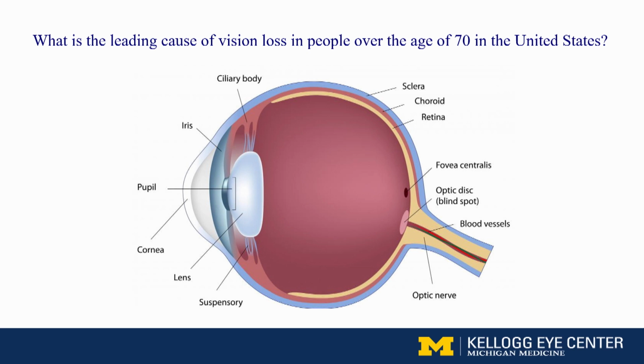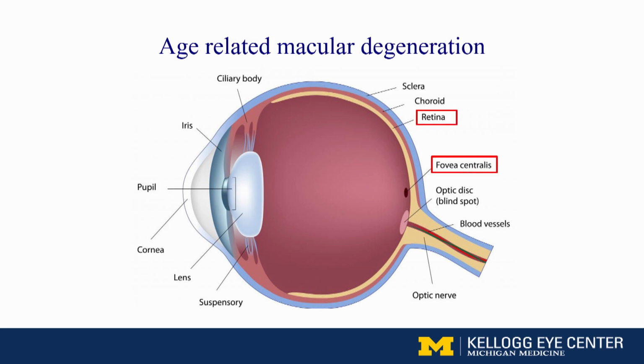So, okay. All right, here we go. What is the leading cause of vision loss in people over the age of 70 in the United States? Good job. Yes, macular degeneration. So what is macular degeneration? So the full name of macular degeneration is age-related macular degeneration. So you actually have to have the age in order to have the diagnosis.